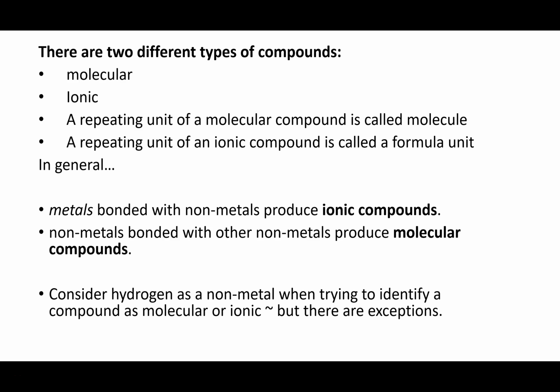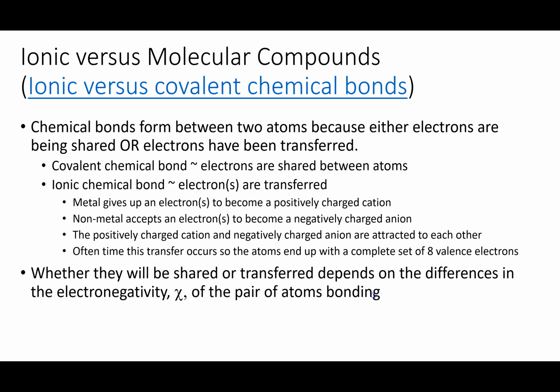All right. And then we talked about there are two types of compounds. There are molecular compounds and ionic compounds. With regard to molecular compounds, we call the repeating unit a molecule. Ionic compounds, we call the repeating unit a formula unit. We said that if you have a metal in your formula, then you're like 99.5% sure you've got an ionic compound. If there are no metals, if you have all nonmetals, then you have a molecular compound. And then we said consider hydrogen a nonmetal for purposes of this class.